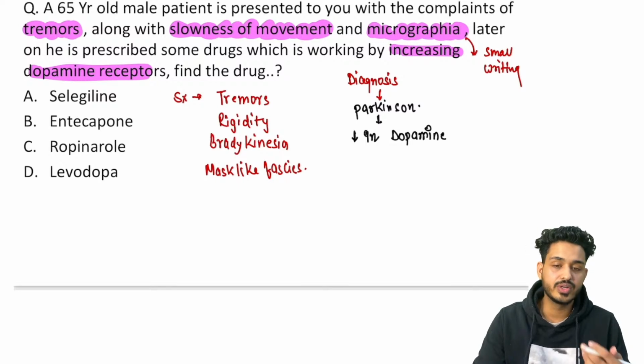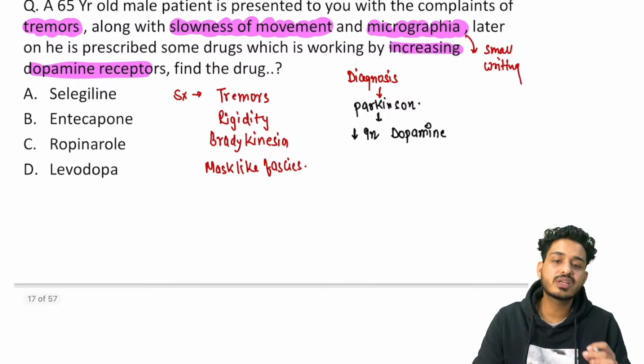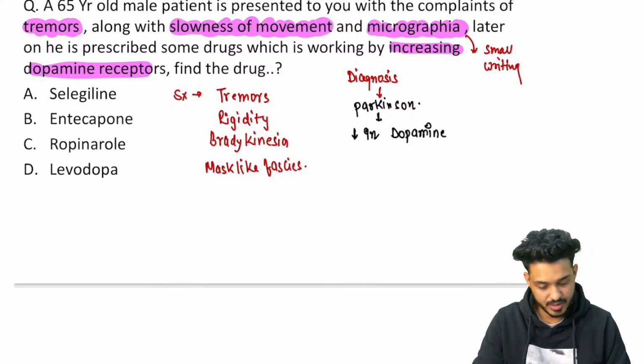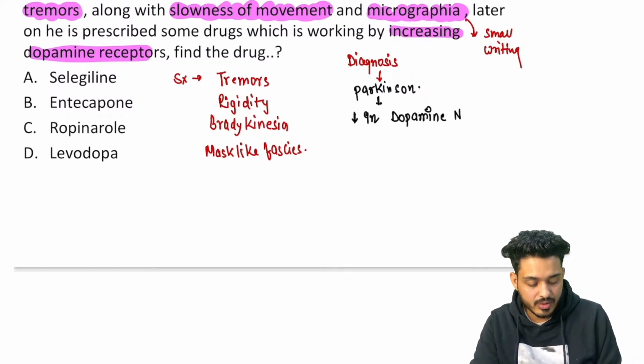Mesolimbic is going to be concerned with which kind of symptoms? Positive symptoms. Mesocortical में अगर कम होगा तो negative symptoms आएंगे, psychiatric के negative symptoms like asociality, apathy. Okay, mesolimbic, right? And lastly we are having nigrostriatal pathway. अगर उसके अंदर dopamine कम होता है, what is going to happen? You are going to have Parkinsonism, right? So decrease in dopamine in nigrostriatal pathway.